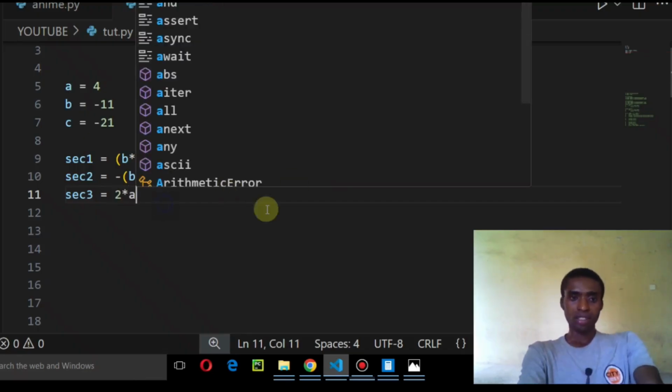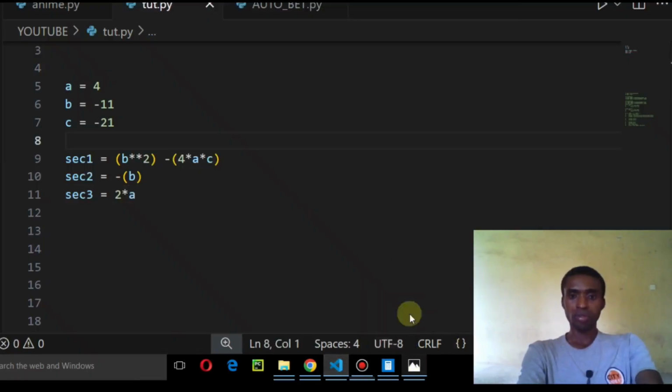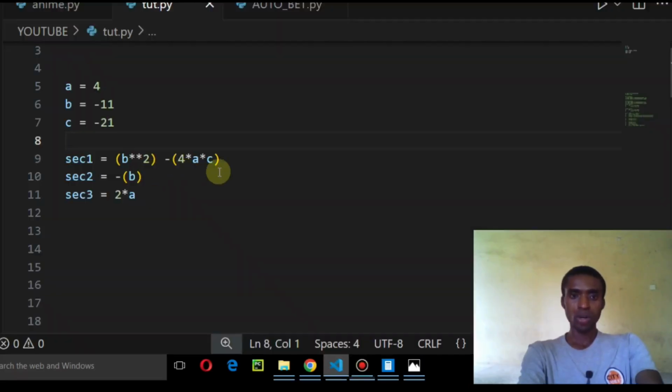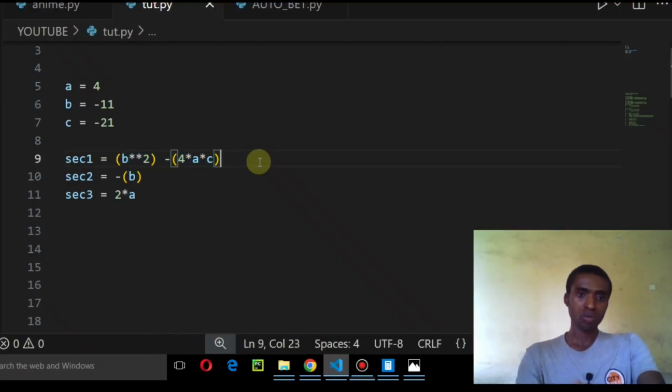Just simple as that. So the next thing we are going to do is the square root, which is for this section 1. I can make use of the math module to do this, but there's still a better way to do it. So I want to get all the output.